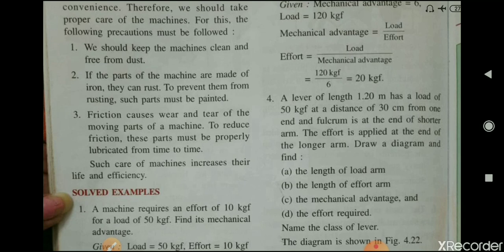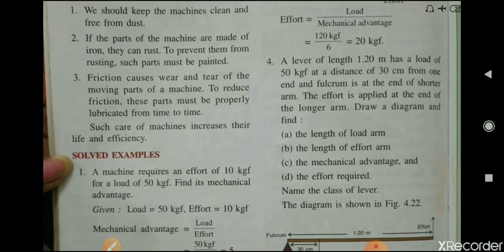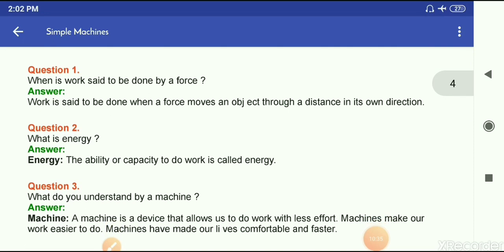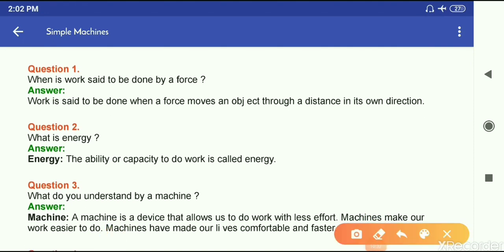Okay. Now lesson number 4 is completed, means explanation is completed. Now we will do the question answers. First question is, when is work said to be done by a force? Answer: work is said to be done when a force moves an object through a distance in its own direction. Okay. Now question number 2, what is energy?